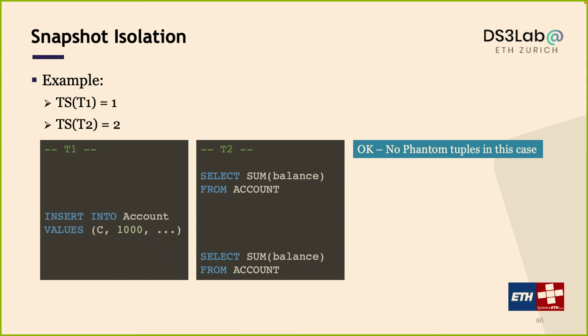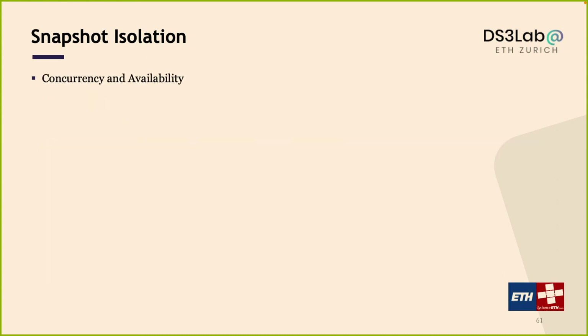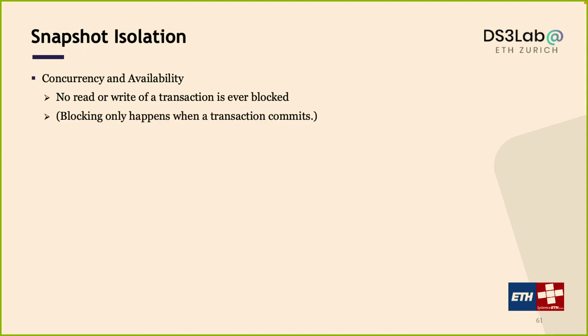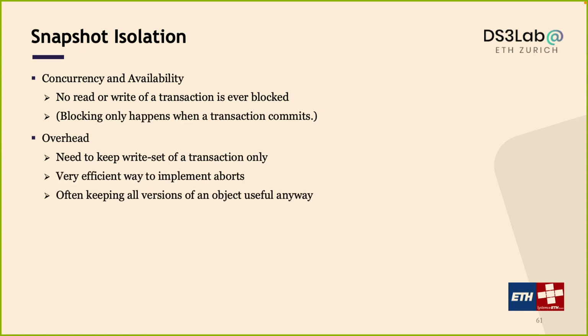But one thing that's interesting is I want to look at a limitation of snapshot isolation. It has a whole bunch of good properties. No read or write transaction is blocked because they just proceed. Blocking only happens when some transaction tries to commit. The overhead is low, because you only need to keep the write sets of transactions, which can be very efficient, and sometimes you have to keep old versions anyway inside your database system because you want to go back to the past. There are no deadlocks because there are no locks. But sometimes you need to roll back something when it's not necessary.